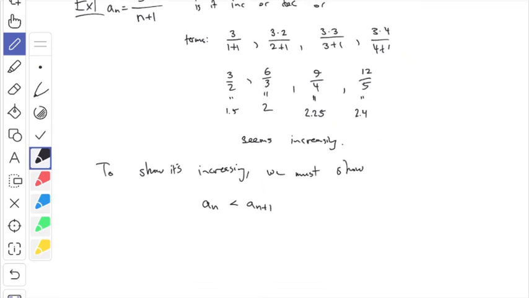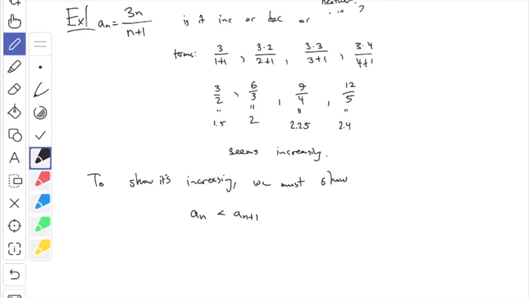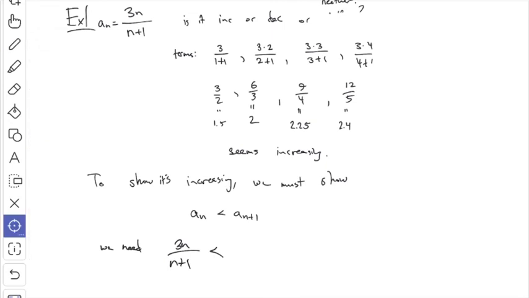So what we need, I'm going to plug that in. So we need 3n over n plus 1 to be less than, and I'm going to plug in a_(n+1). That means I go up here and read this, but I replace the n's with n plus 1, right? It's just like plugging into a function. a_n is that. a_(n+1) means this, but you use n plus 1 everywhere instead of n.